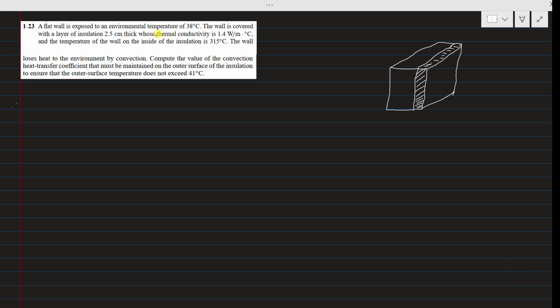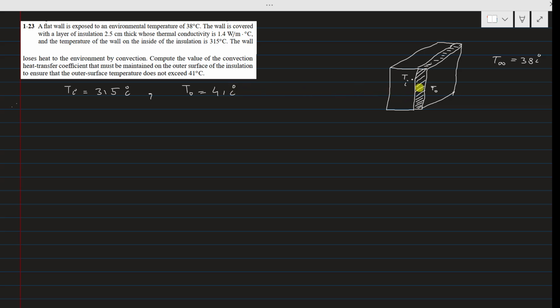Okay, let's come to the statement. Let's say this is the environmental temperature, that is T infinity, that is 38 °C. This is the temperature at the inside of the insulation, that is Ti, and the temperature at the outside of the insulation, that is T naught. So what is Ti? That is 315 °C. And the temperature at the outside of the insulation, that is T naught, is 41 °C.